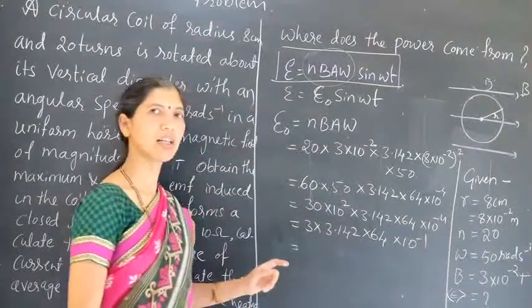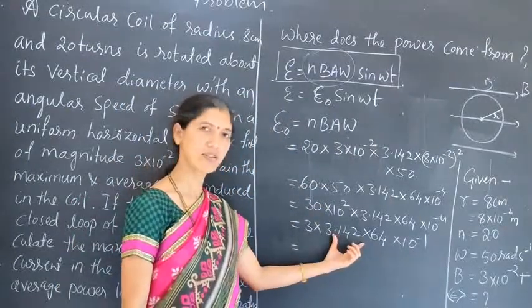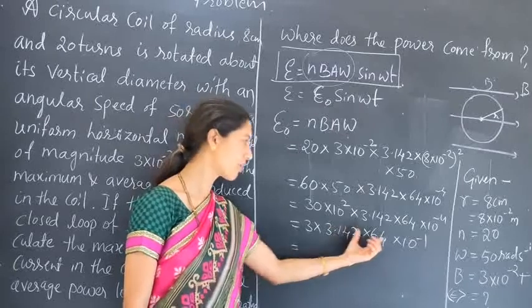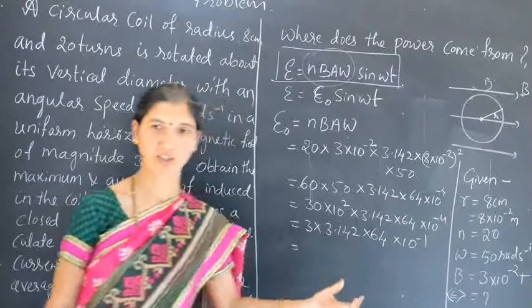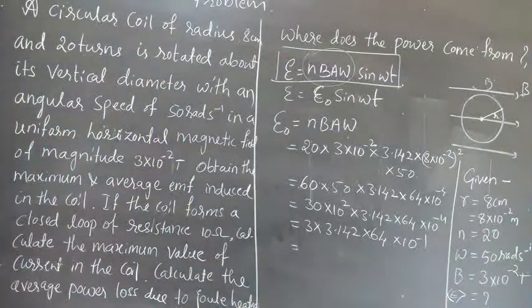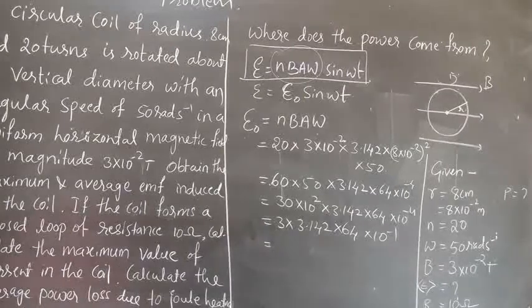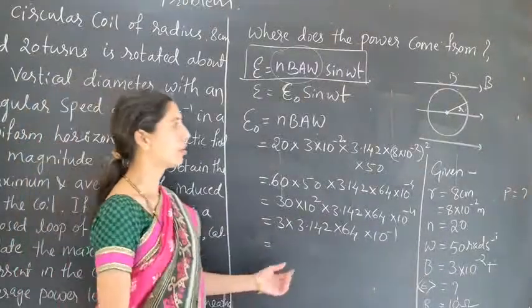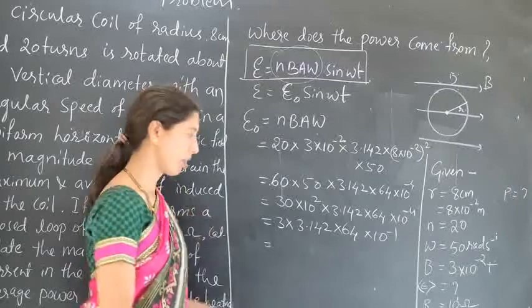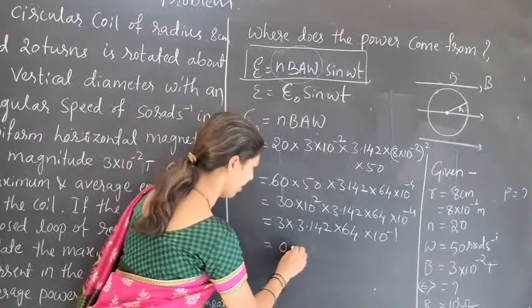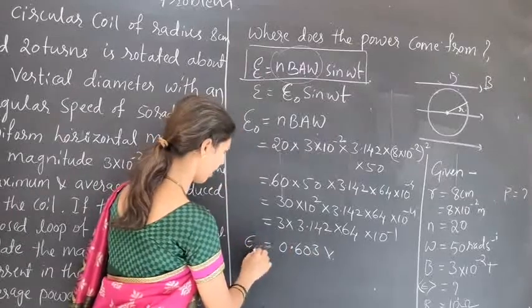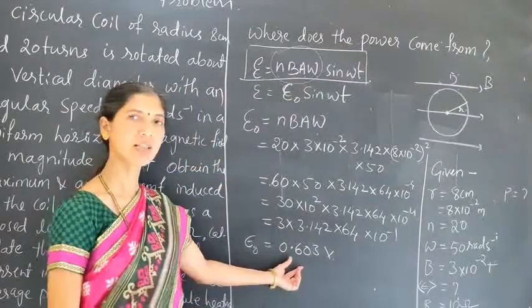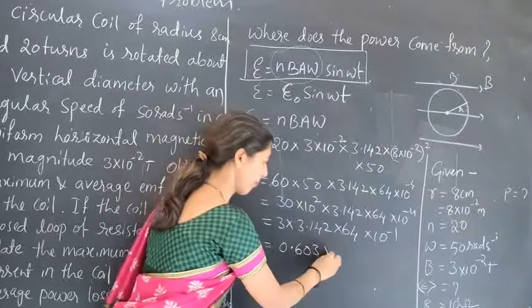So after calculating this value, just calculate this one and find out the value. I will directly write the value of this. Okay, this value becomes 0.603 volt. E naught is equal to 0.603 volt.